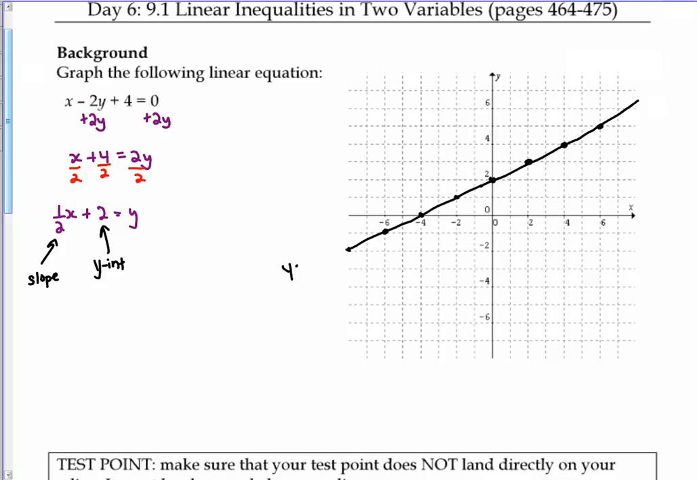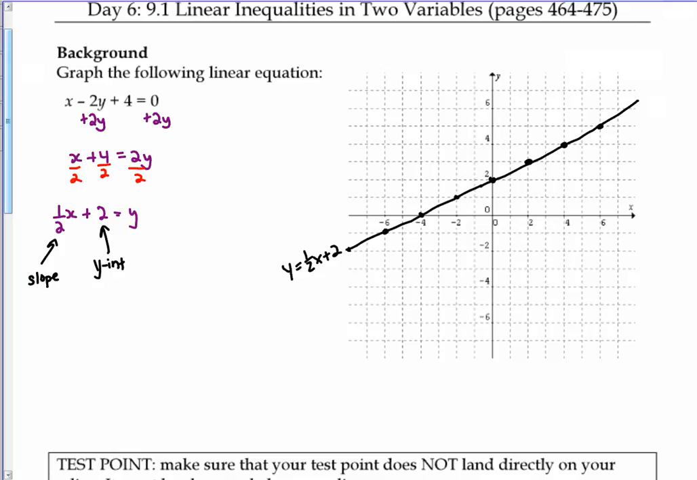This line is y equals 1/2 x plus 2. That's the equation of that line, right? So what we've always done is found the points on the line. We wanted an equal sign. So our solution was anything on that line, y equals 1/2 x plus 2. So what if we wanted to graph an inequality?